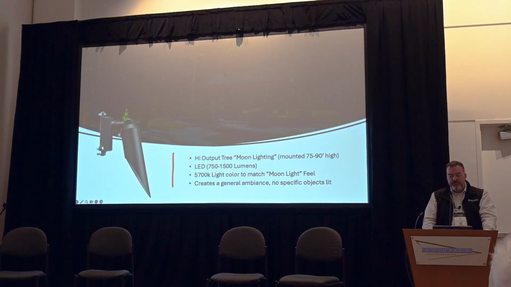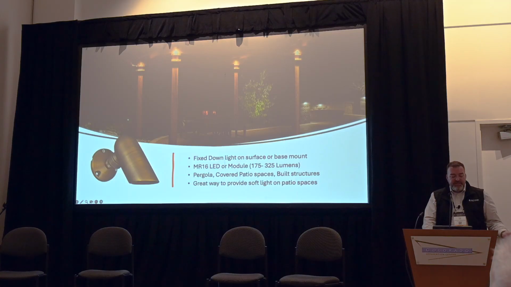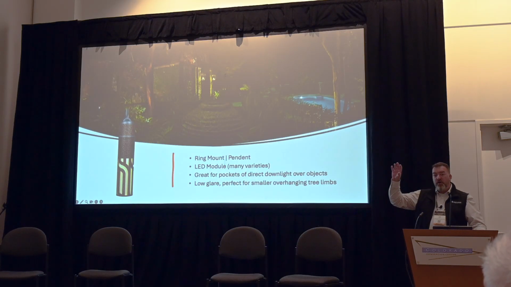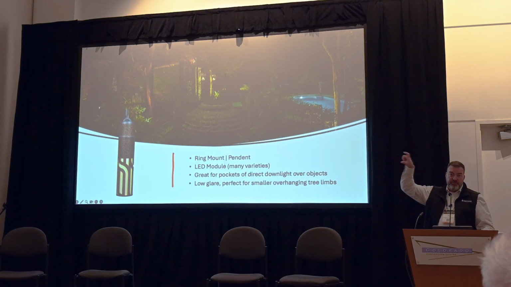Whether it be a downlight, whether it be something for moonlight, where you just need an ambiance that's going to go 70, 80 feet up into a tree just to create a general mood. It could be a fixed downlight where you're using something off of a pergola or porch where it's fixed, and downlighting with maybe a little orbital mount so you can have some slight adjustments. It could be a ring mount or a pendant. And these are great where the tree may be too small to actually have a fixed downlight in where you're going to put screws in it.